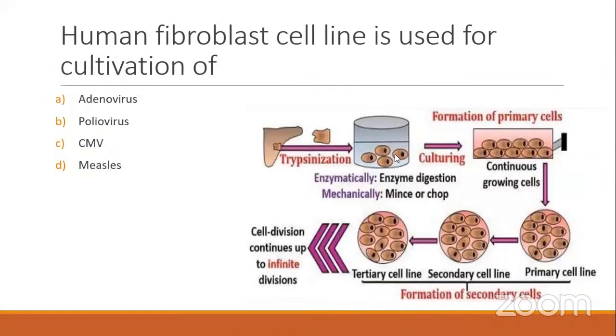Okay, now the human fibroblast cell line, it is used for the cultivation of which of the viruses? Adenovirus, polio, CMV, or measles virus? Anybody? Yes, it is the cytomegalovirus. Cytomegalovirus is a virus which is more interested in growing in fibroblast cell lines, because the area where cytomegalovirus flourishes well is the fibroblast. So you can simply make use of these fibroblast cell lines.